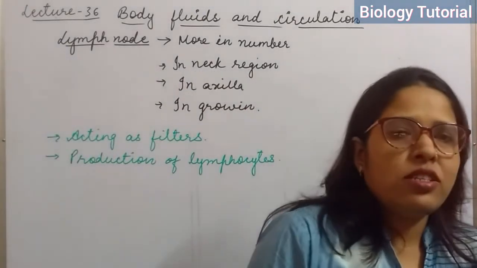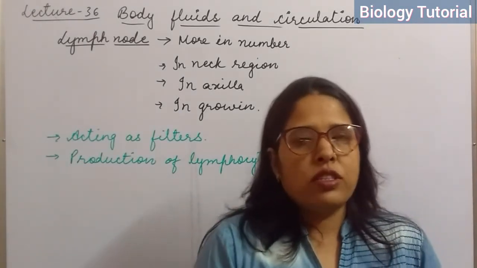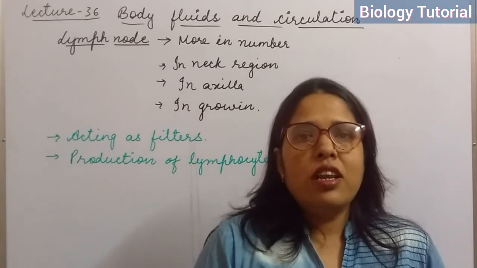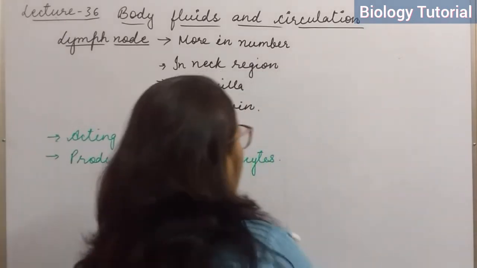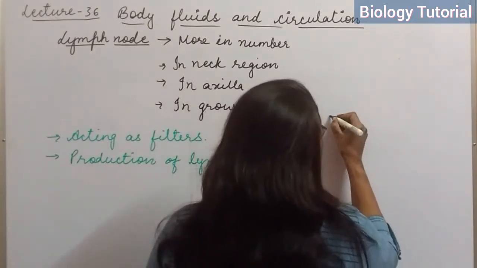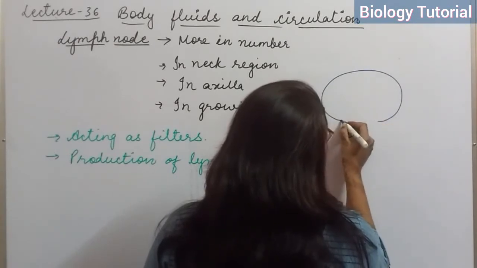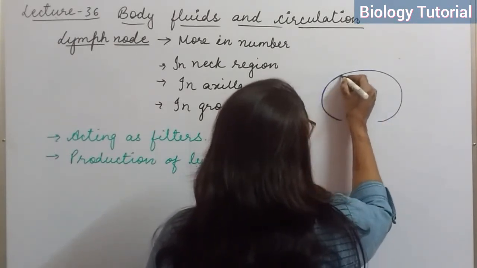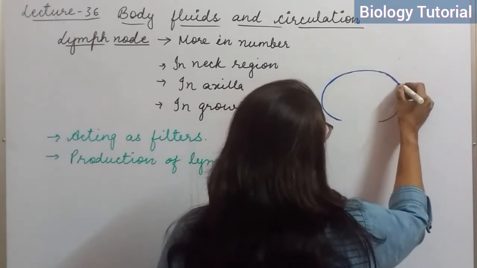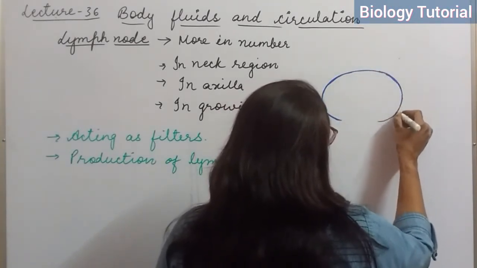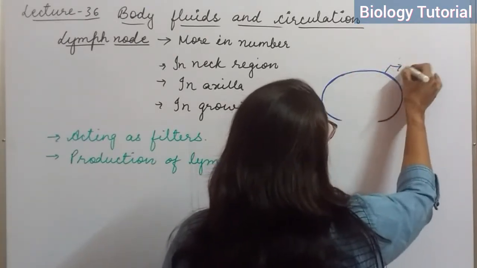Now, what is the structure of a lymph node? So here we are going to discuss the structure. The lymph node is bean shaped in structure. Here I am drawing the structure of a lymph node. Suppose this is a lymph node. This outer layer is the fibrous layer, or the fibrous tissue.